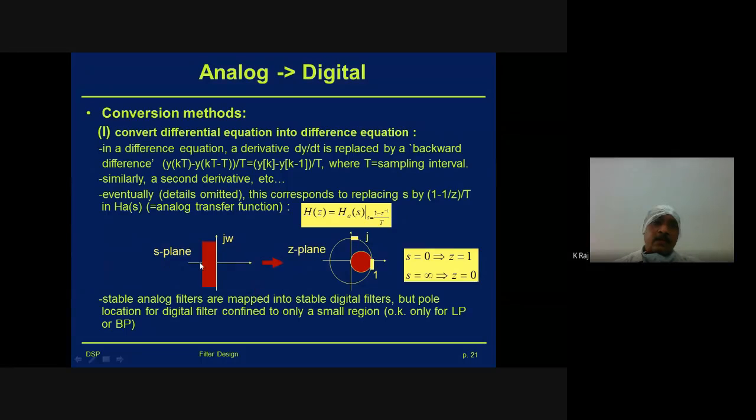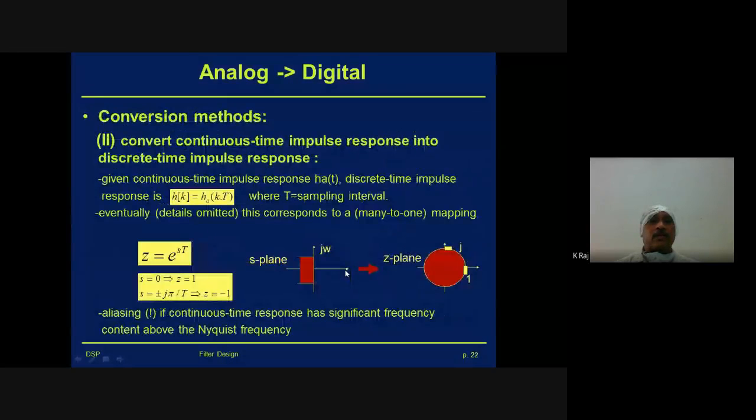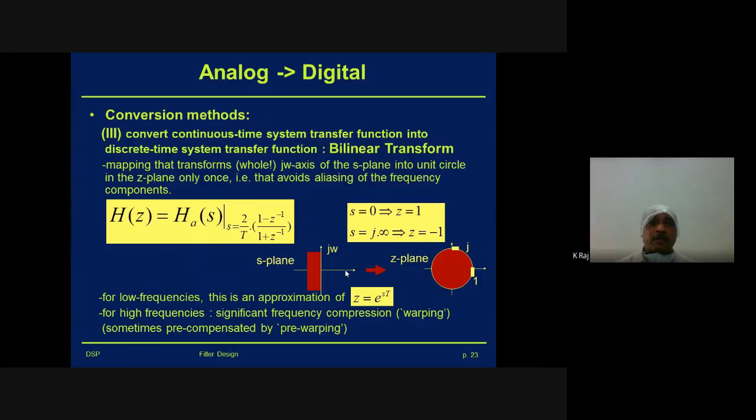And during the conversion, we have to see the stability domain, that is, if the poles are lying in the left half of the s plane, then they should lie inside the unit circle here, and accordingly we will transform them. And there are different conversion methods, for example, we can use here the impulse invariant method, or we can use the bilinear transformation.